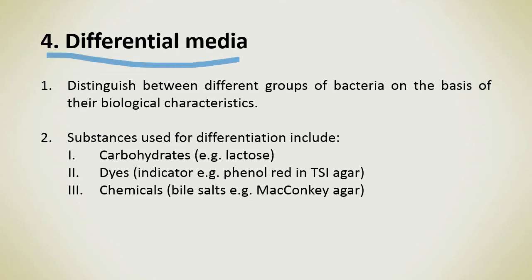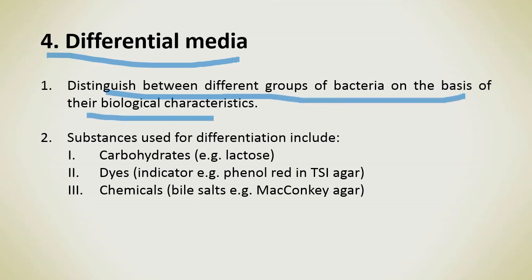Okay, number 4 is the differential media. Differential media are used to distinguish between different groups of bacteria on the basis of their biological characteristics. The substances often used to differentiate the bacteria include carbohydrates, salts, dyes, and chemicals.